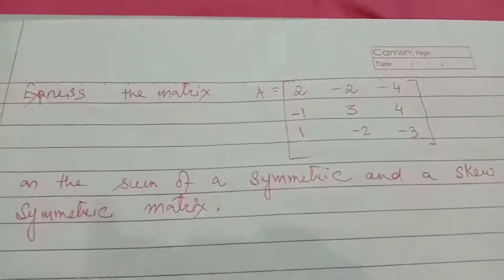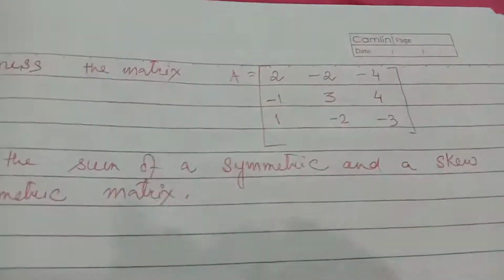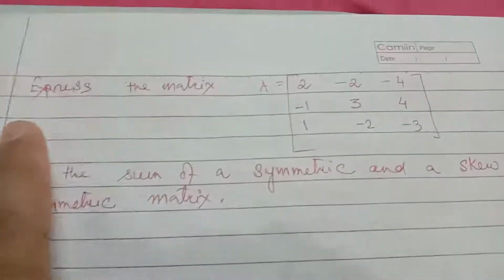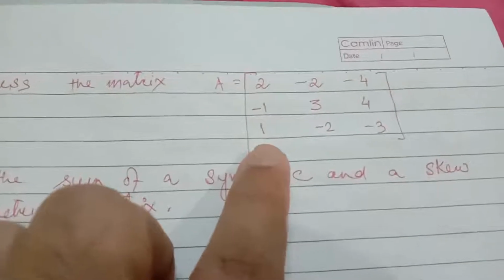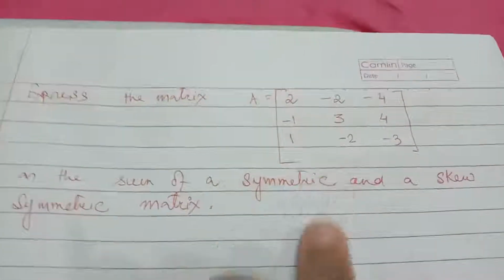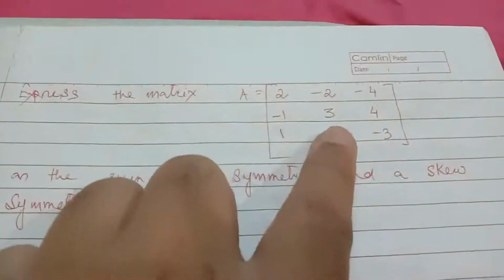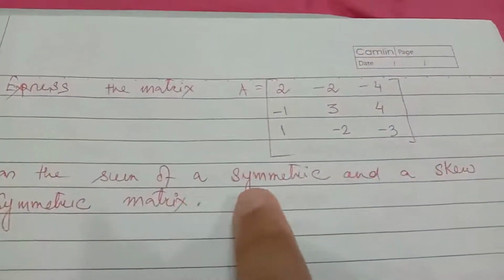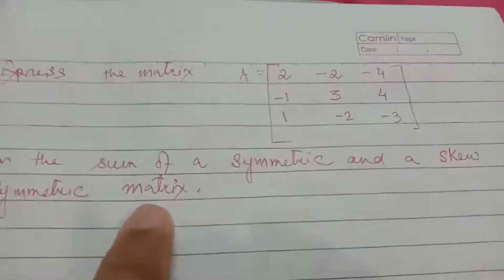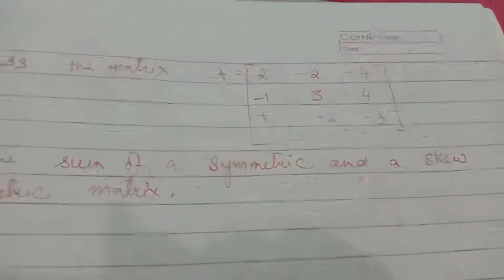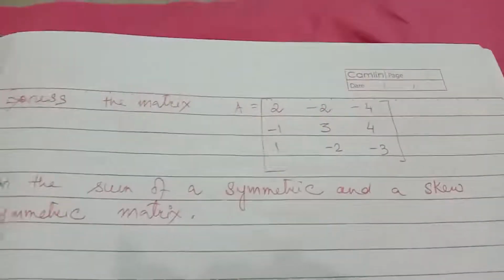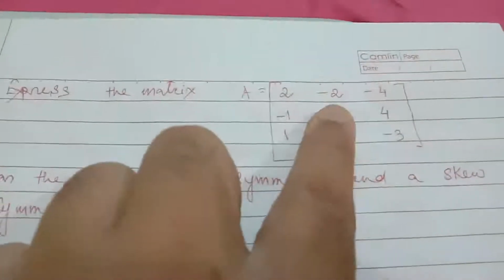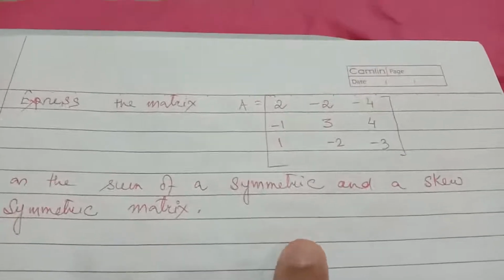Now, I have taken a question from NCERT book, but this is a very important question from exam point of view. Express the matrix A equal to this, A is any given square matrix of order 3, as the sum of a symmetric and a skew symmetric matrix. We know, we got a theorem, every square matrix can be expressed as sum of a symmetric and a skew symmetric matrix. We have to express this as sum of two matrices, one symmetric and other skew symmetric.